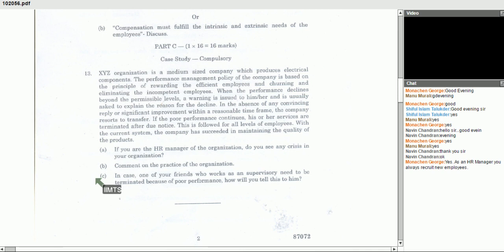Yes, as an HR manager, you always recruit new employees. Okay. But recruiting new employees, do you think it is correlated to the crisis? Hiring someone, how does it become a crisis? What about others? Asya, Rashid, Ashraf, Manu, Nixon, Shifal, Naveen?